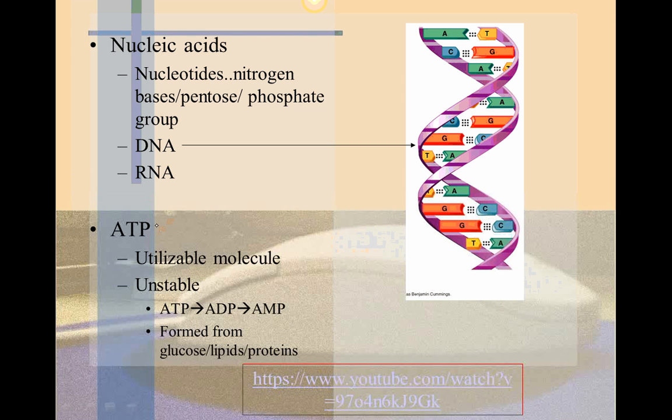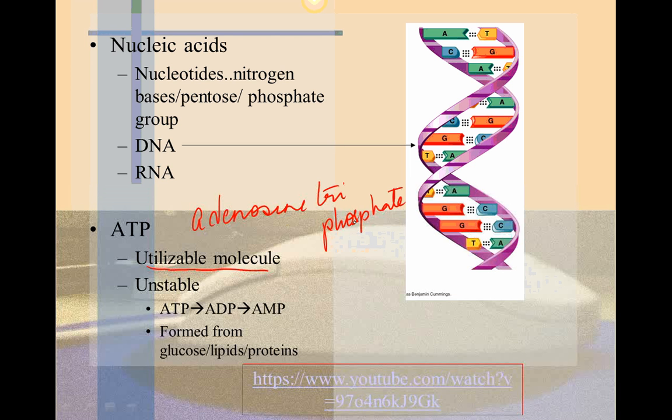Let's then move on to ATP, which is the short form for adenosine triphosphate. It is an energy molecule, and the only utilizable form of energy which the cell can use. So while we take in glucose or lipids or proteins, you cannot use glucose directly. Glucose or lipids or proteins have to be converted to ATP, and then that ATP is used to provide energy.